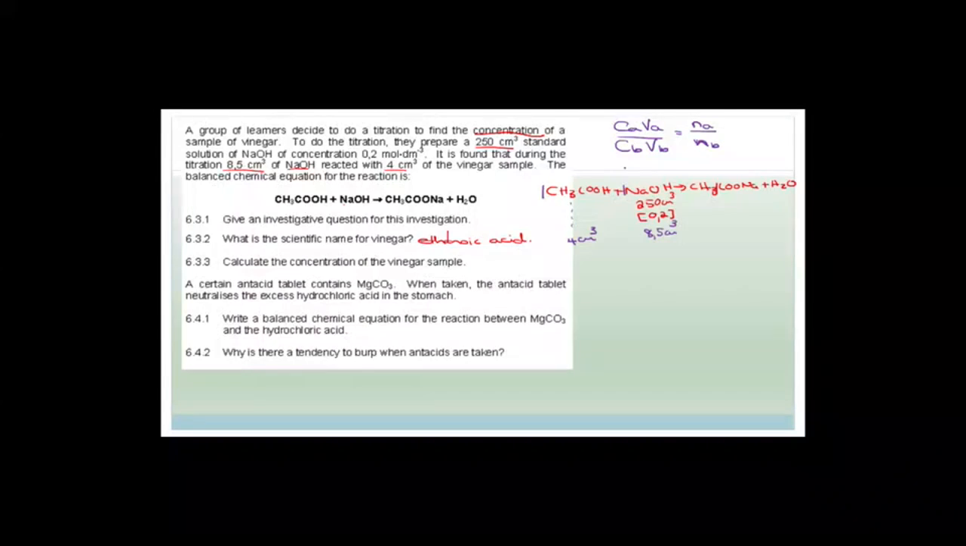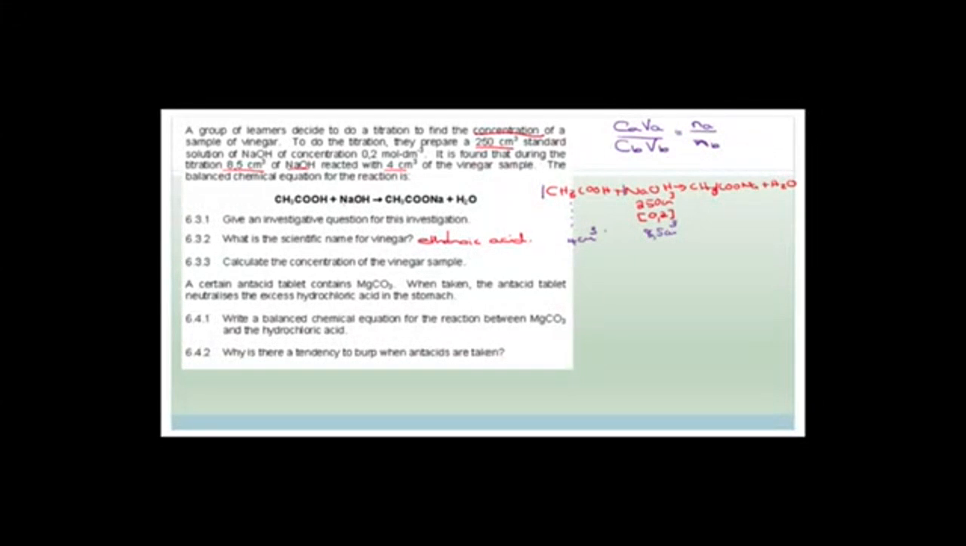Okay, CaVa over CbVb is equal to Na over Nb, where N stands for number of moles of acid, B stands for number of moles of the base. And if you can see here, this is quite easy because this is a ratio of 1 to 1. This is the concentration of the acid, that's the volume of the acid. This is the concentration of the base, and this is the volume of the base.